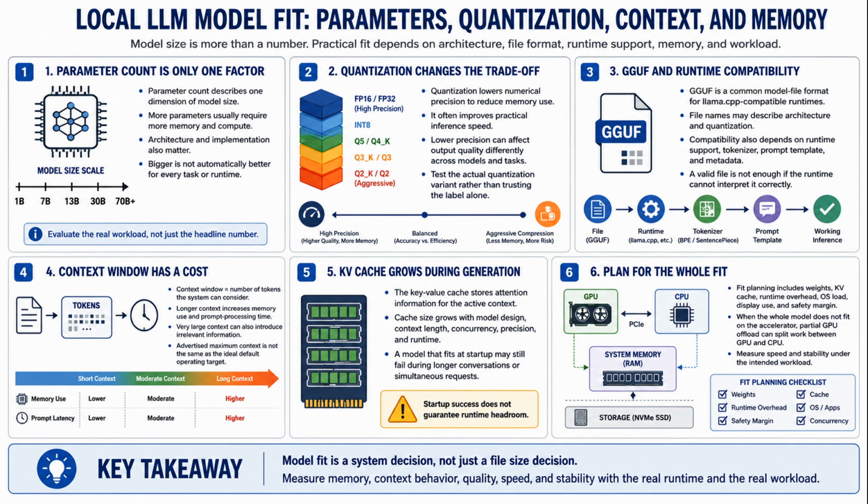During generation, the key value cache stores attention information for context. Cache size grows with model design, context, concurrency, precision, and runtime. A model that fits at startup may run out of memory during longer or simultaneous requests. Fit planning includes weights, cache, runtime overhead, display use, operating system load, and safety margin. When the whole model does not fit on the accelerator, partial GPU offload can place some work on the GPU and some on the CPU. Measure speed and stability under the intended workload.